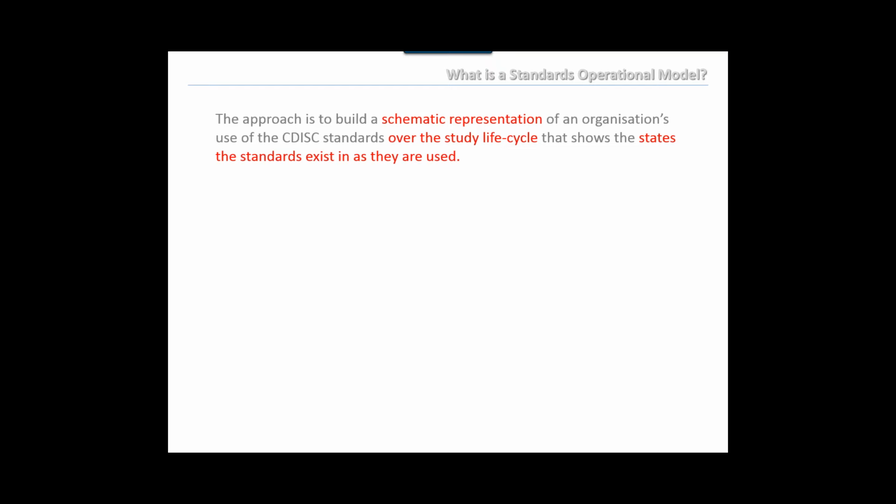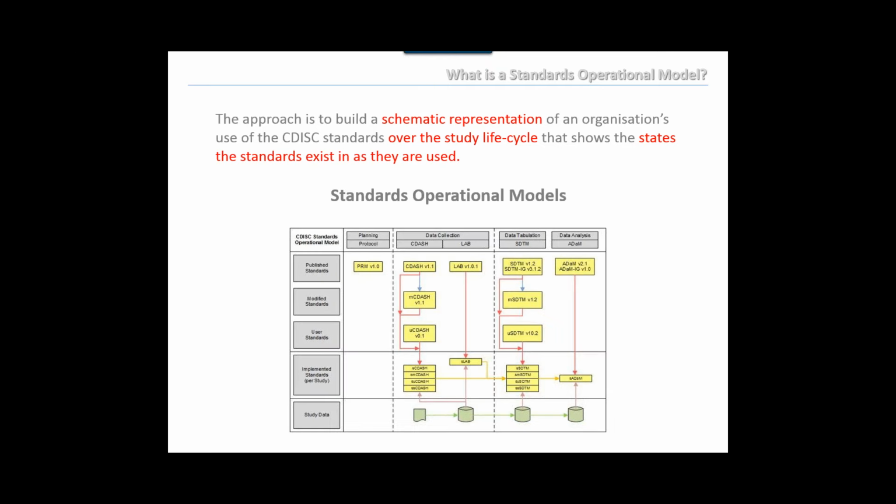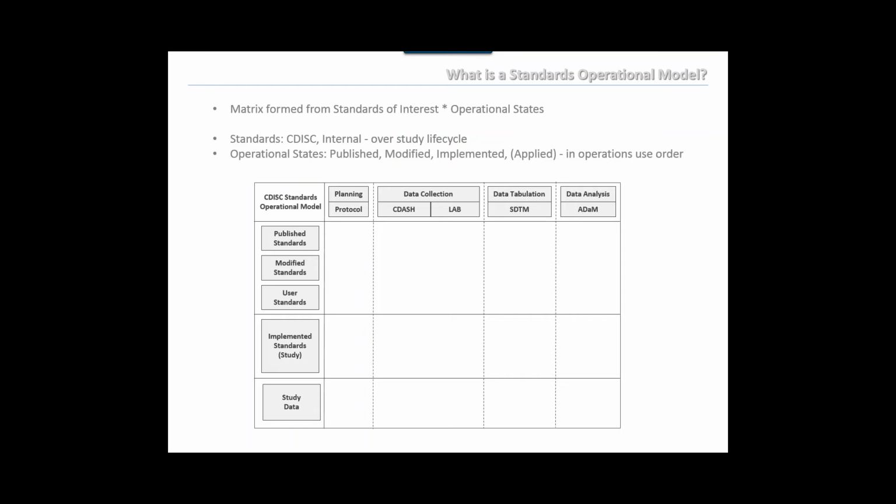How does one go about developing them? Well, as you saw from the previous slide, the fundamental here is a matrix formed from the standards and the operational states, shown here to form this kind of grid. The example here shows the clinical data standards presented using the same general categories that CDISC use on their website under foundational standards, against a set of operational states.